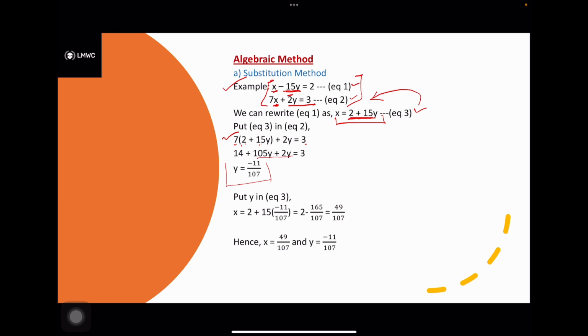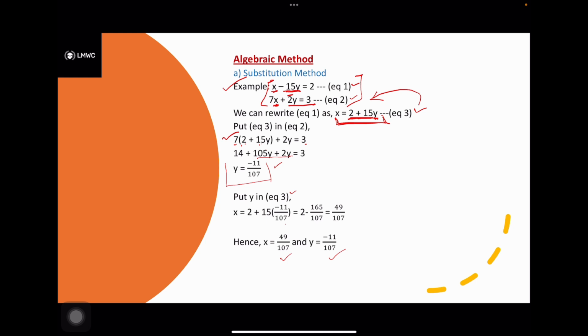Now since we have got the value of y, we are going to put this value of y into equation number 3, because we need the value of x also. We have already mentioned x is equal to 2 plus 15y. So in place of y, we put minus 11 by 107, do the substitution, simplify it, take the LCM, and you are going to get the value of x as 49 by 107 and y as minus 11 by 107.